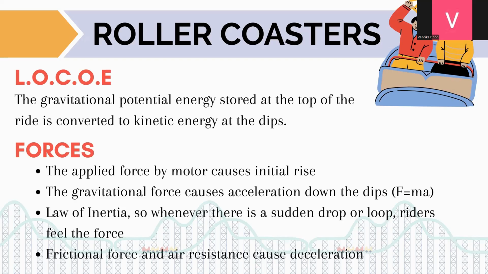Frictional forces and air resistance also act in roller coasters, because the wheels of the roller coaster are touching the tracks that the roller coaster is moving on, and that creates friction. Then there's air resistance as well, because you're basically moving through air, so that drag force would cause deceleration of the ride.